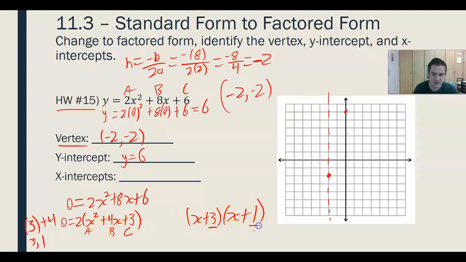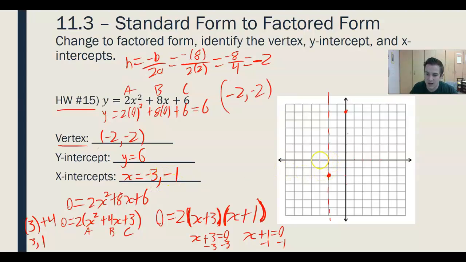Because when I divide each of these numbers by a, I'm really just dividing by 1, which doesn't change those numbers at all. So I have 0 equals 2, because that was my greatest common factor, times x plus 3 times x plus 1. Well, the zero product property says that since I have these two terms being multiplied by each other, and the answer is 0, at least one of those terms, x plus 3, would have to equal 0, or x plus 1 would have to equal 0. So when I solve for x in each of those cases, I get x equals negative 3, and x equals negative 1.